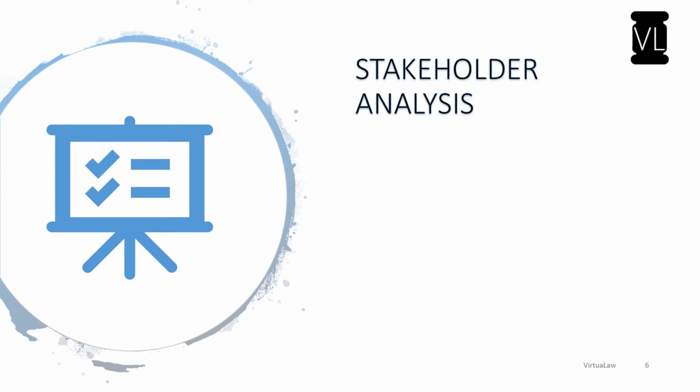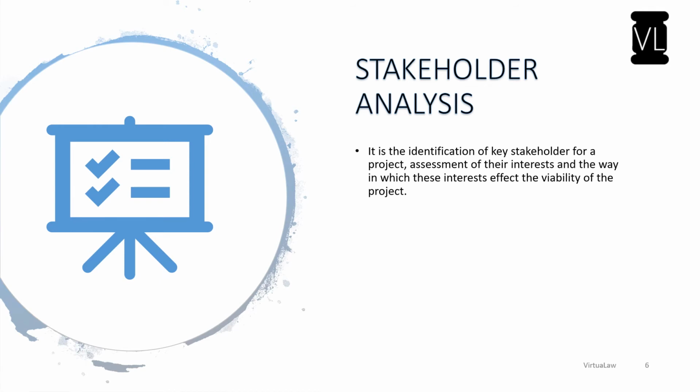The other important concept is stakeholder analysis, which also has relevance to the business of a corporate. Stakeholder analysis is firstly identification of the key stakeholders for a particular project of a company. So if a company is going ahead with, let us say, establishment of a factory, as in our previous example, then only for that particular project, you'll first identify who the key stakeholders are, assess their interest, and see how their interest would affect the viability of your project. If the interest of the stakeholders is so heavy that they are not in a position to support your project, then it is better you don't go ahead with the project.